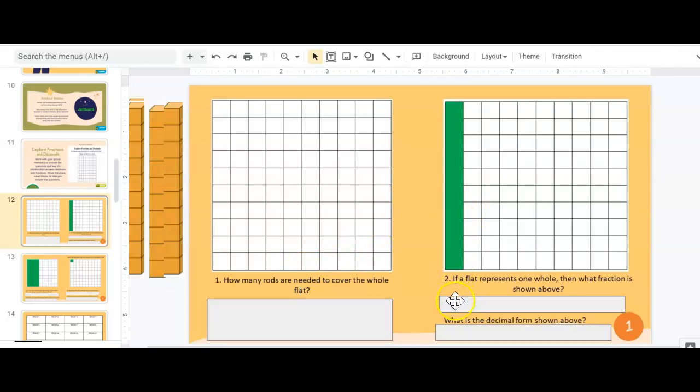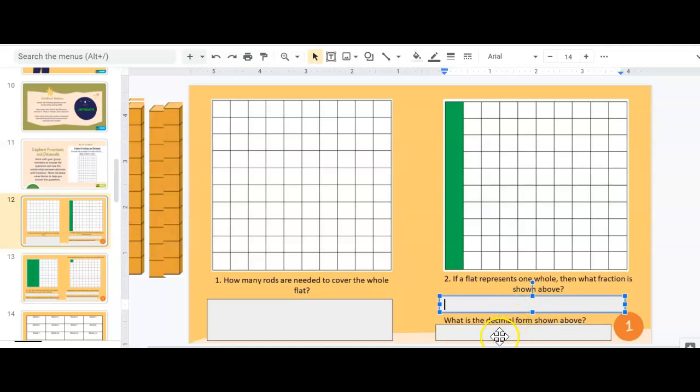And over here, the second question, if a flat represents 1 whole, so this is a whole, this is a flat right here. If a flat represents 1 whole, then what fraction is shown above? So you got 1 section that's actually shaded in. What fraction do you think this is? And I want you to count it, study it, and then whatever you think your answer is, write the fraction down here. Remember, fraction has a numerator and a denominator.